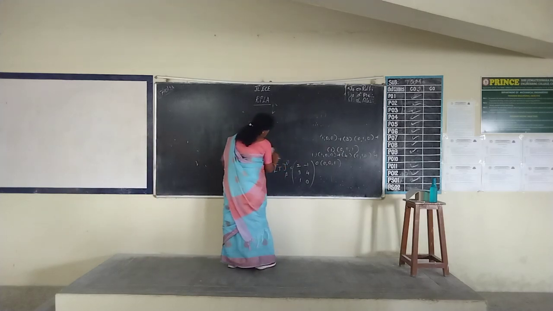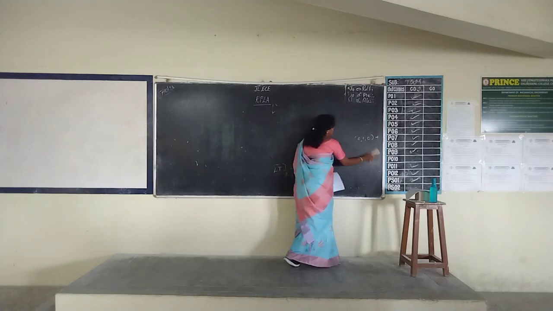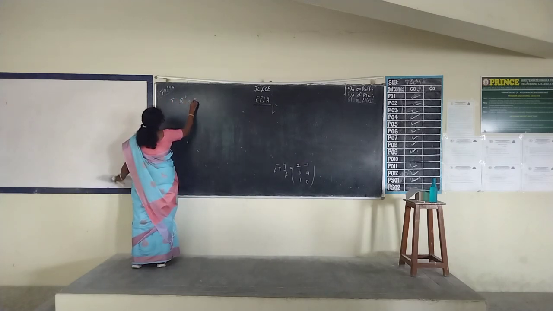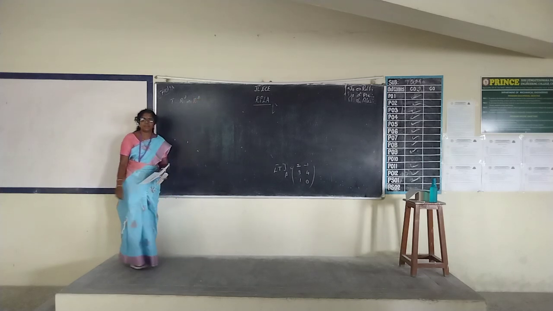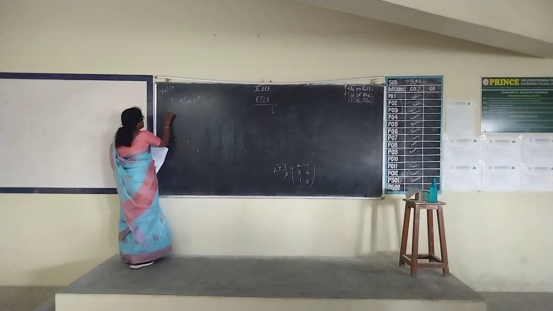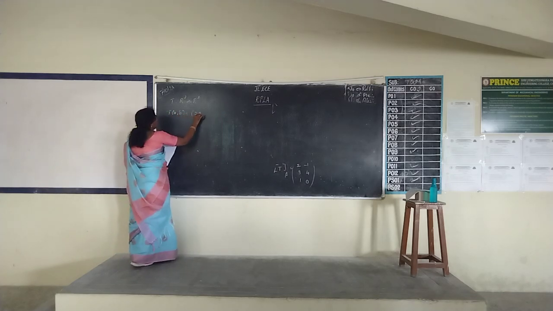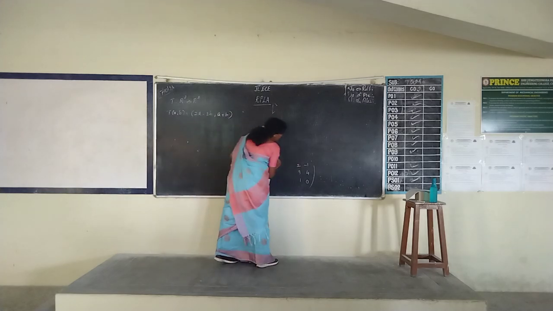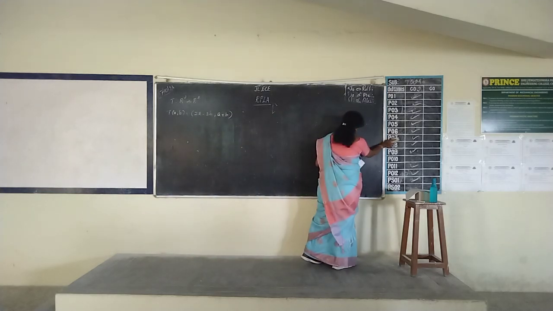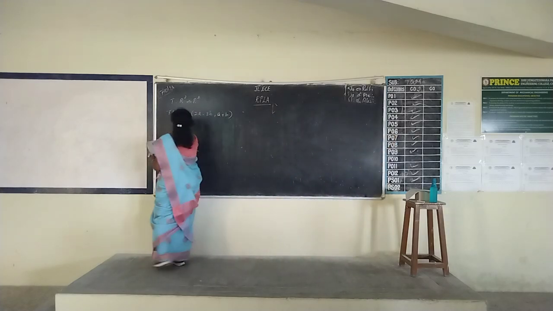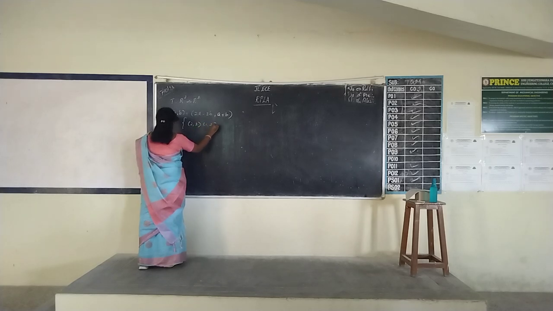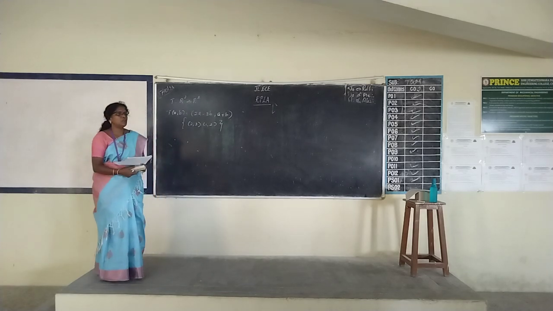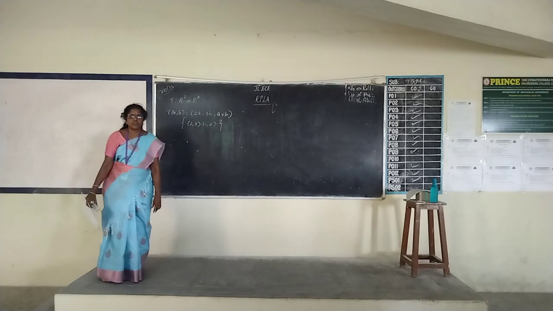Find the matrix of the linear transformation T from R square to R square given by T of (A, B) equal to (2A minus 3B, A plus B), relative to the basis {(2,3), (1,2)}.